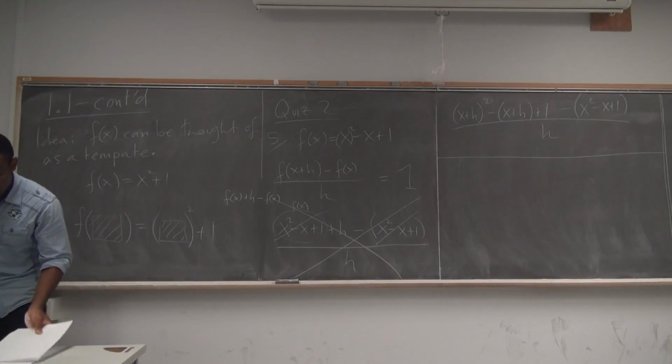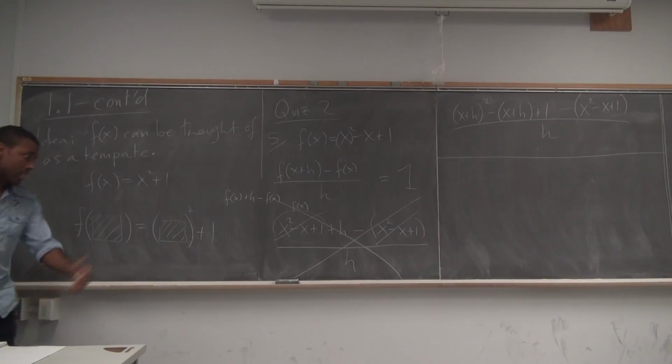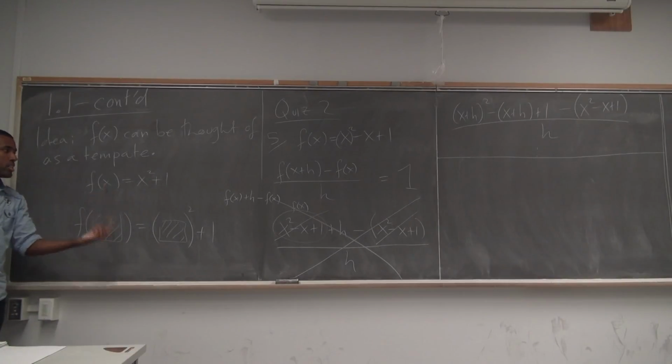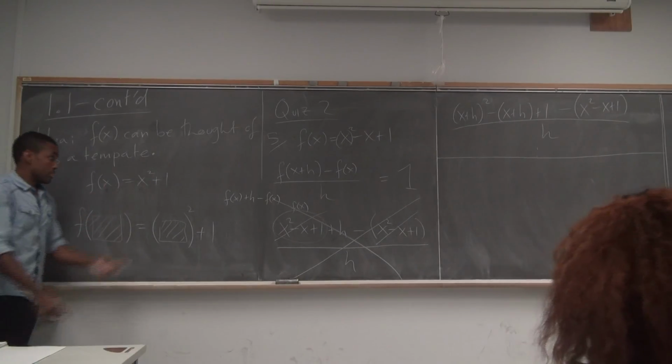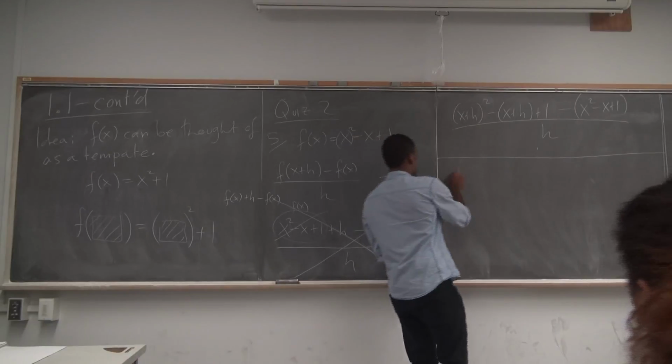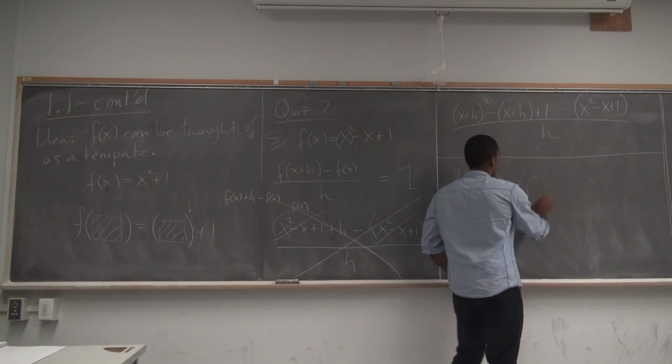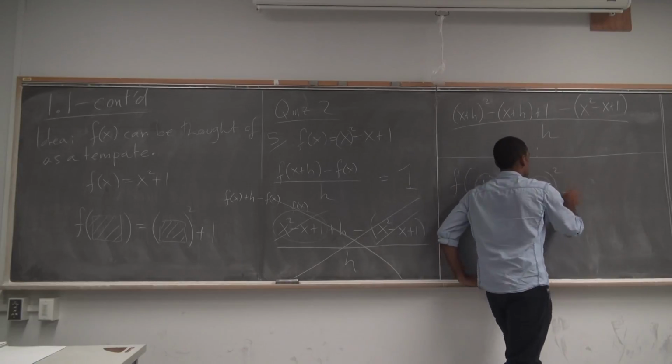So those are function evaluations. Basically, the idea is evaluating a function at a certain point. How do you do that? Think of x's as placeholders. Whatever goes in brackets here, you put it where the x is. So for example here, it doesn't matter what I write. I could write f of smiley face. What you're going to do is write smiley face squared plus 1.